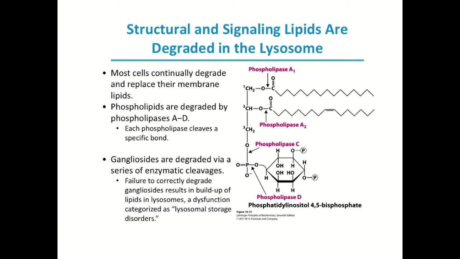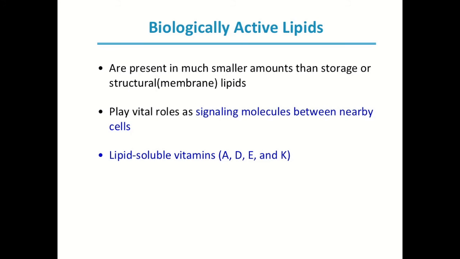Most cells continually degrade and replace their membrane lipids. Phospholipids are degraded by phospholipases, and gangliosides are degraded via a series of enzymatic cleavages. And failure to correctly degrade gangliosides results in a buildup of lipids in lysosomes, a dysfunction categorized as lysosomal storage disorders. Now, the final topic is biologically active lipids.